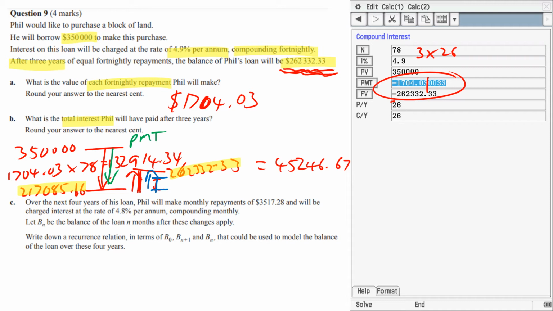All right, last question for financial. Over the next 4 years of his loan, Phil will make monthly repayments of this, and he'll be charged 4.8% per annum, compounded monthly. They want you to write a recurrence relationship using these terms. You've got to use those letters, otherwise you'll be in trouble, to model this balance. The first part is easy.